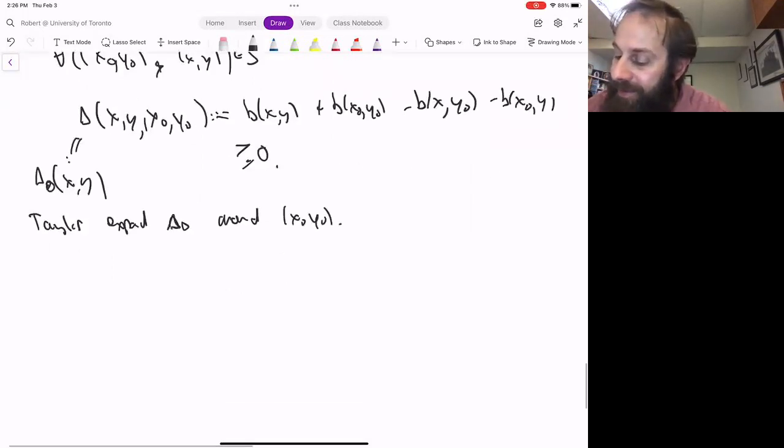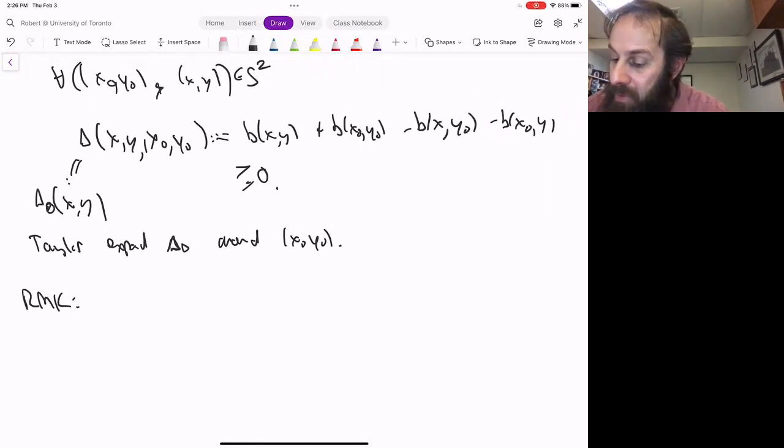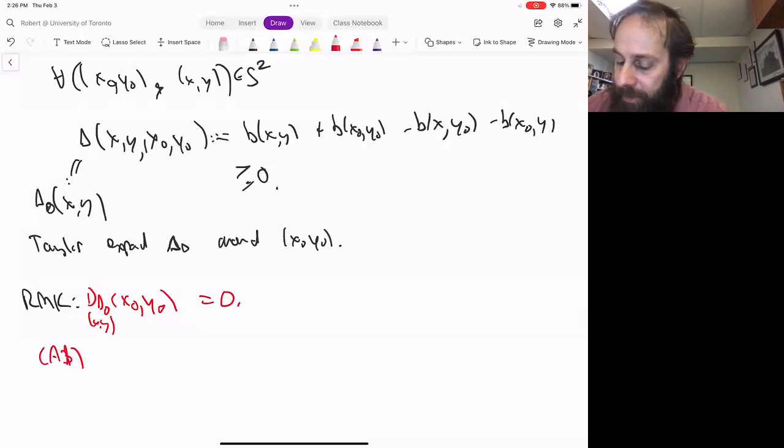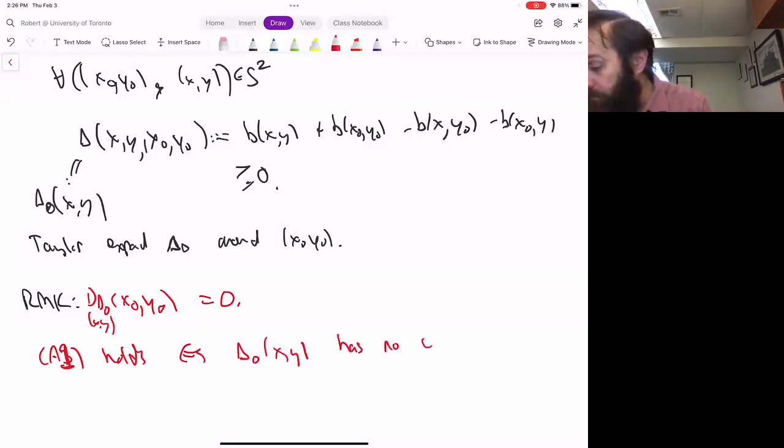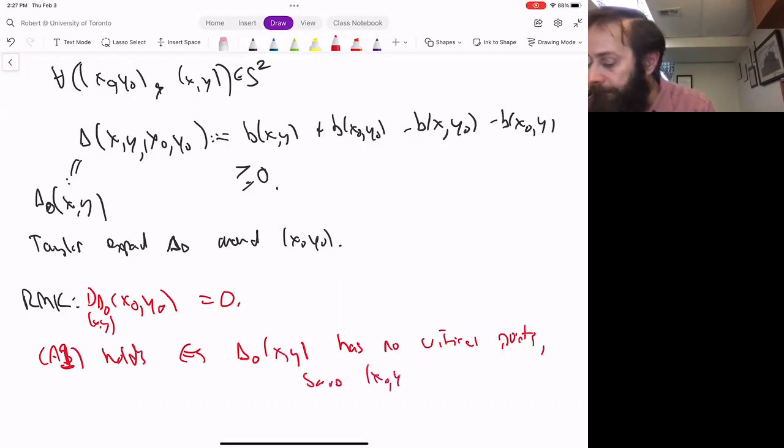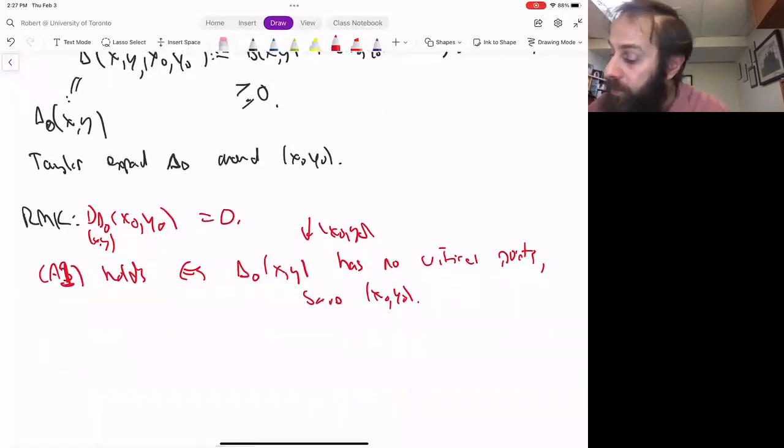Well, actually, even before I do that, let me make a remark, which I think I'm going to put on a problem set. Obviously, the derivative of delta naught with respect to x, y, evaluated at x naught, y naught vanishes. And A1 holds if and only if delta(x,y) has no other critical points, save x naught, y naught. So this should hold true for every x naught and y naught: delta naught has no other critical points.